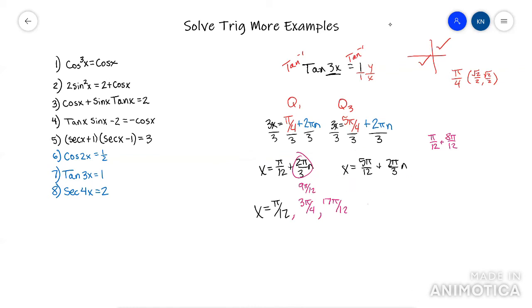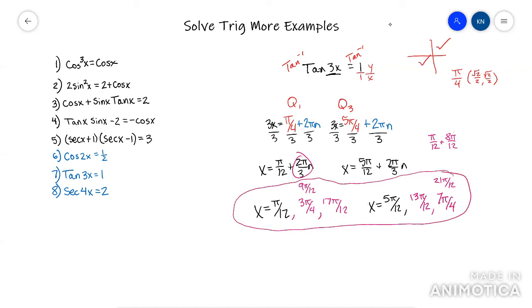So I have my original x equals 5 pi over 12, and I'm adding increments of 2 pi over 3, aka 8 pi over 12. So that's going to make 13 pi over 12, then 21 pi over 12, which reduces to 7 pi over 4. And then if I did it again, it would be 29 pi over 12, which is greater than 2 pi. So I would be done here. I hope that started to make a little bit of sense.